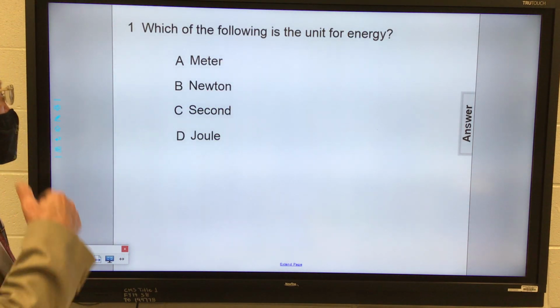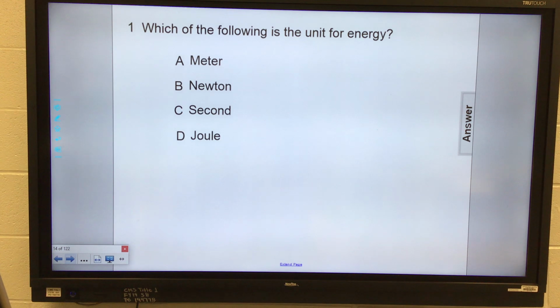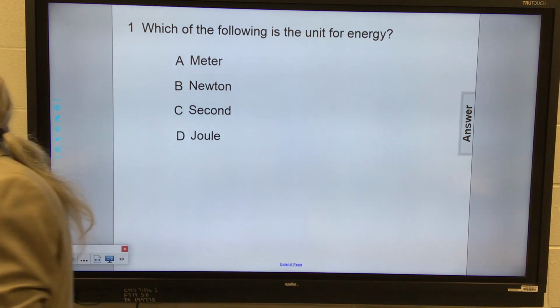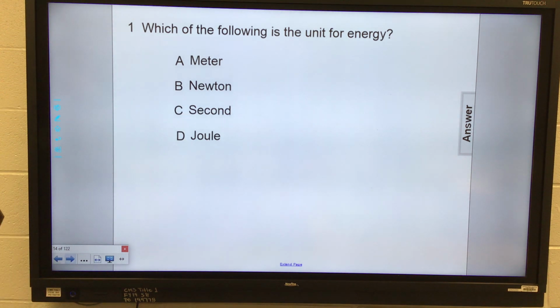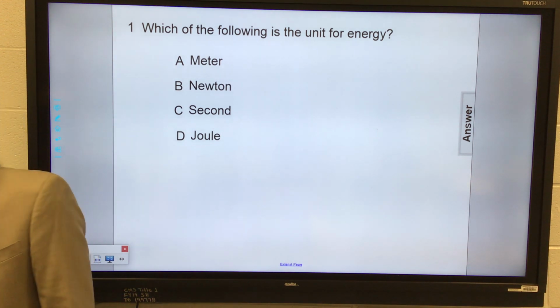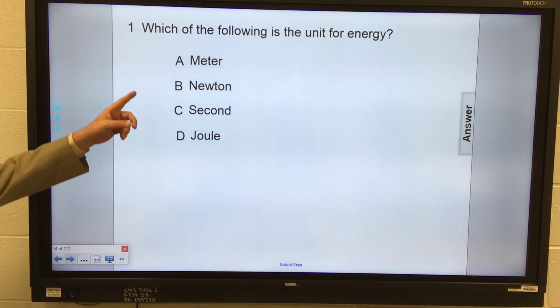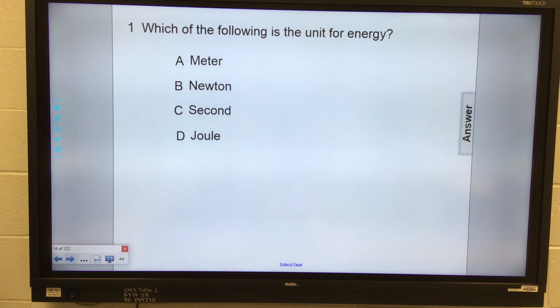Okay, so let's ask a question here. I hope you didn't miss it. Actually, there's only one correct answer. Which of the following is the unit for energy? Is it meter or joule? The unit for energy, is it meter or joule? A or D? Mark your answer.